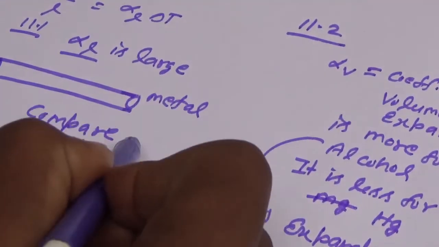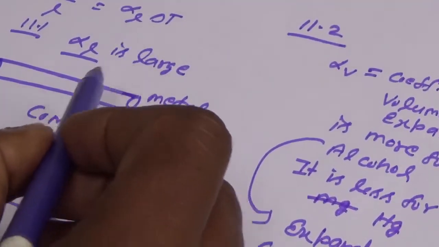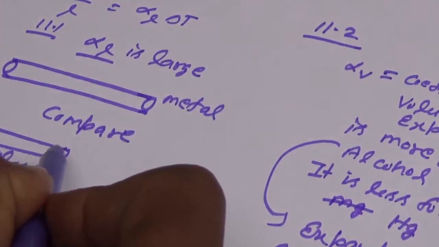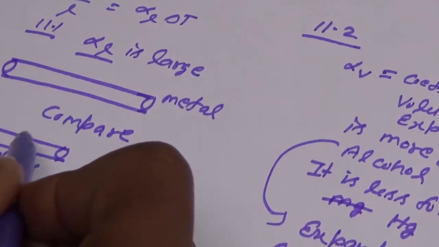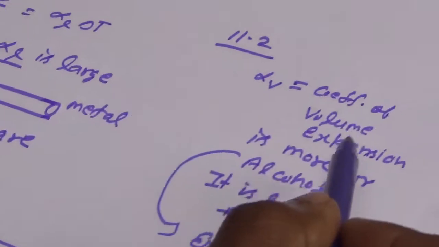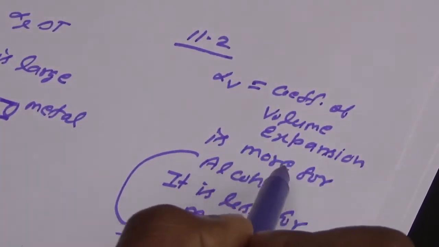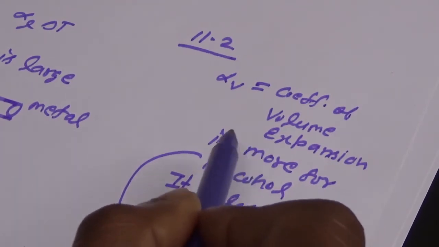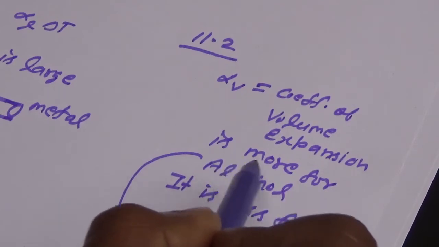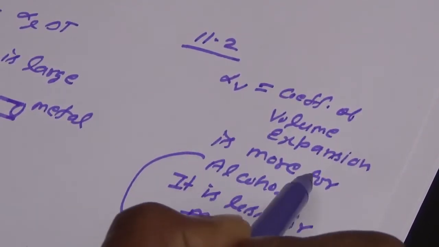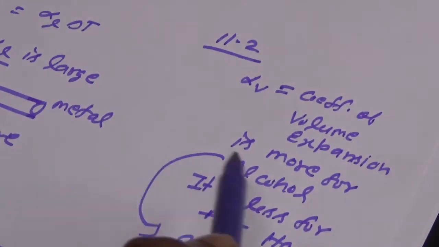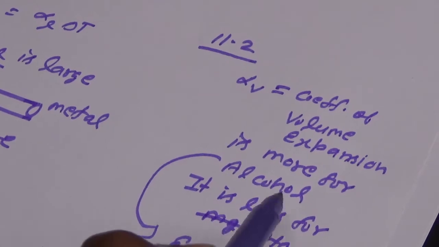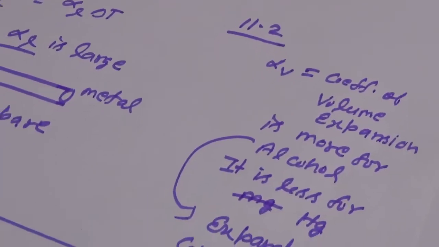If we have the same change in temperature, delta T, in both cases, then we have seen that metal has a large expansion and glass has very little expansion compared to the metal. Also, in the case of volume expansion, as we discussed from your Table 11.2, you can see alpha V is more for alcohol, so its volume rises more compared to mercury. In the case of mercury, alpha V is small.